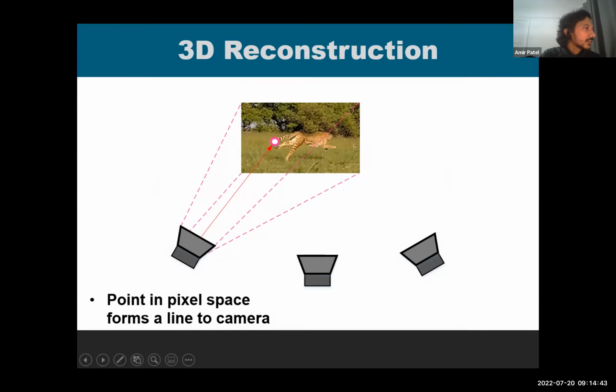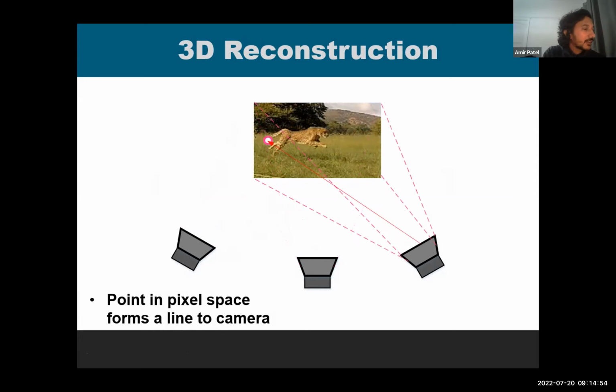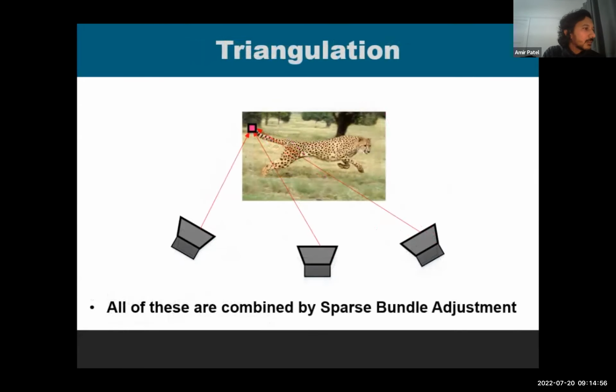So how it works, just again from a conceptual idea, is that each camera sees, for example, the tip of the tail over there. Then the next one sees the tip of the tail, and the third one. And then all of these can be combined with sparse bundle adjustment. So that's the usual kind of 3D reconstruction technique.